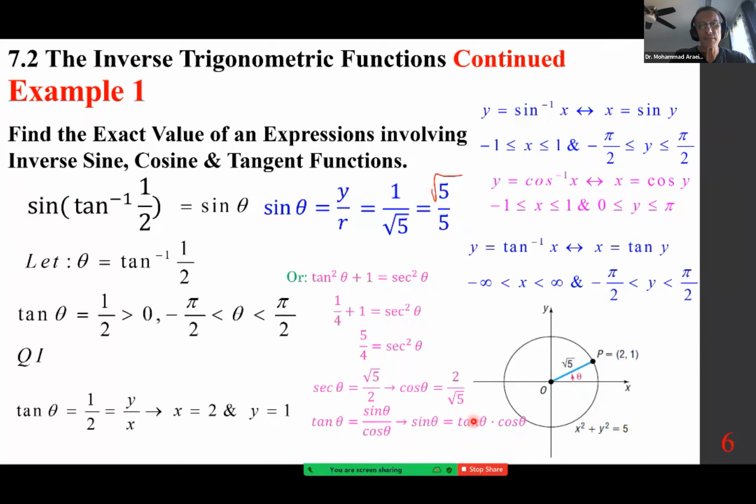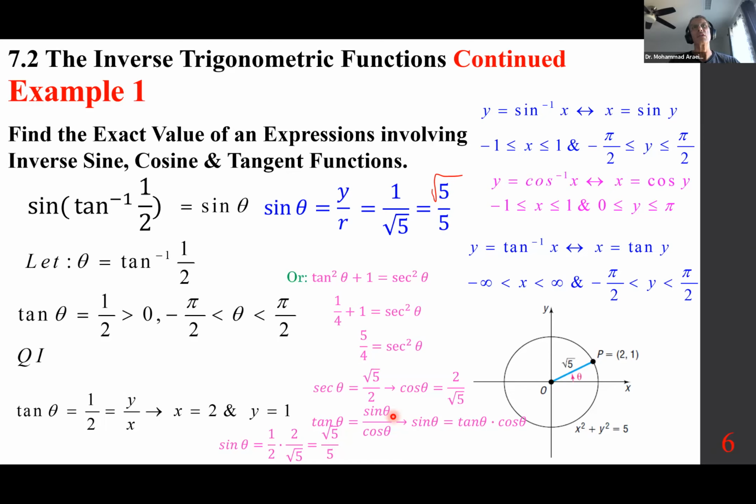Tangent is 1/2. Cosine is 2 over square root of 5. The 2's cancel out. You get 1 over square root of 5, which is square root of 5 over 5. So we get to the same answer with a different process. And it so happened in this example, this takes longer. So you really have to be aware of both methodologies and then use the one that works the best.